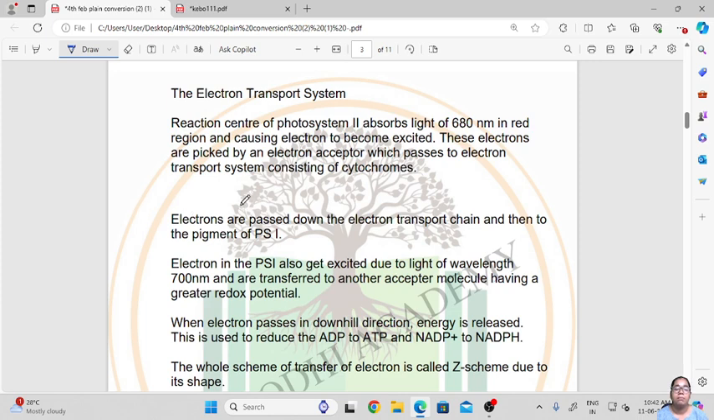Then the electrons are passed down the electron transport chain and then to the pigment of PS1. The electrons in PS1 also get excited due to light of wavelength 700 nanometer and are transferred to another acceptor molecule having a greater redox potential.